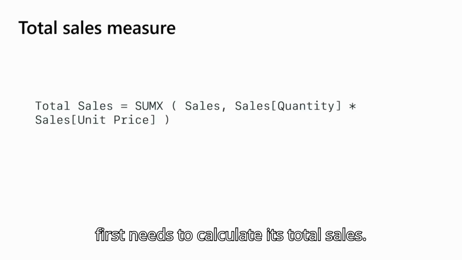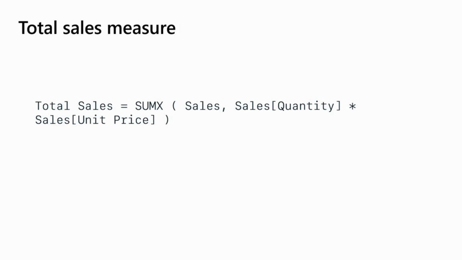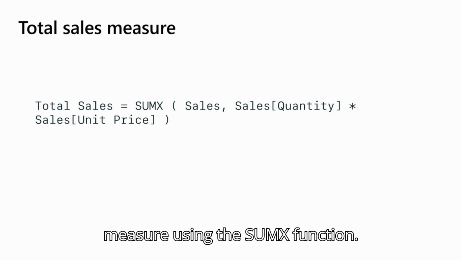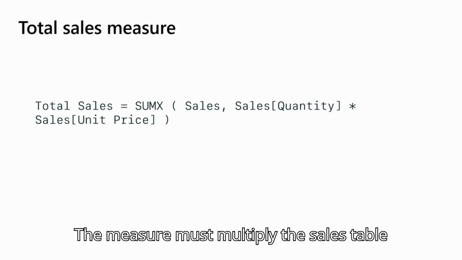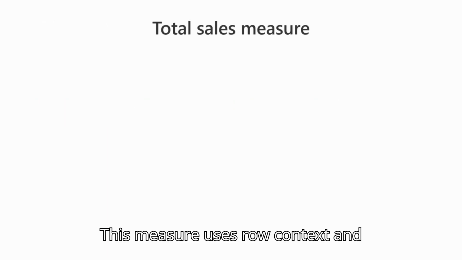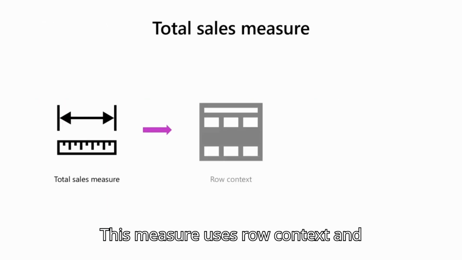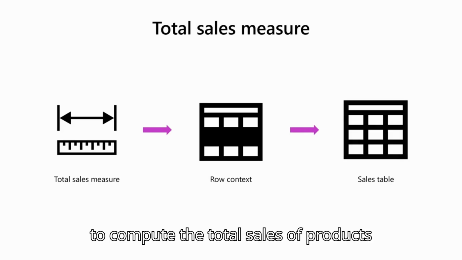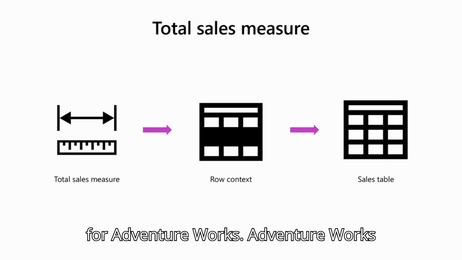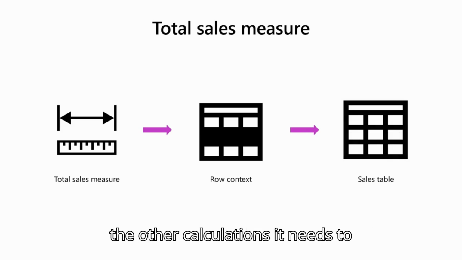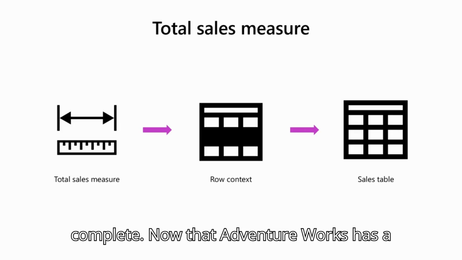AdventureWorks first needs to calculate its total sales. The company can create the total sales measure using the SUMX function. The measure must multiply the sales table quantity and unit price columns. This measure uses row context and iterates over each row of the sales table to compute the total sales of products for AdventureWorks. AdventureWorks can continue to use this measure in all the other calculations it needs to complete.